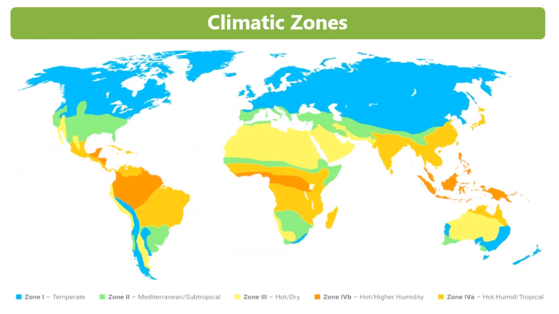So this figure I have taken from the available literature, and it shows the zones of different countries, or which country falls in which zone. So blue is temperate, light green is Mediterranean or subtropical, zone 3 is hot and dry, zone 4B is hot higher humidity, and zone 4A is hot and humid zone.